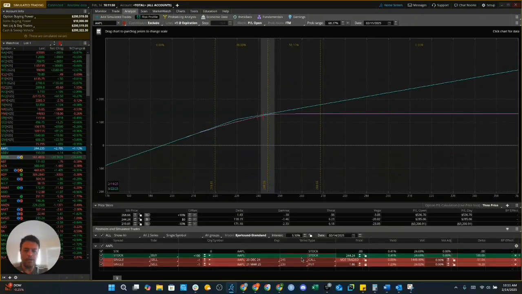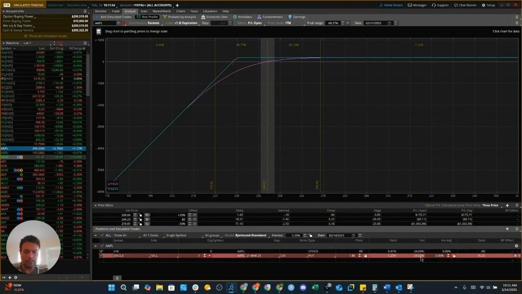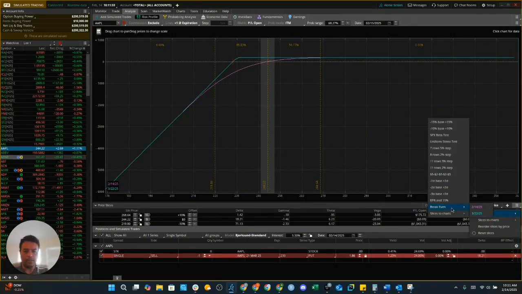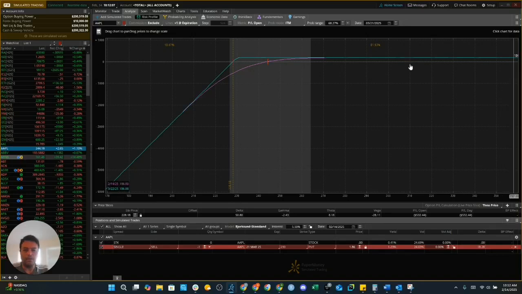Let's analyze this trade first. Okay, let's take this out. So to analyze the trade, you have to select the right expiration cycle, the right break even. So 3/22 is the expiration cycle, and on top right here, you have to select the same date. So then the chart looks better.